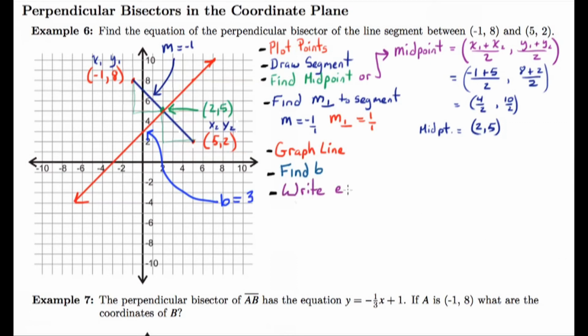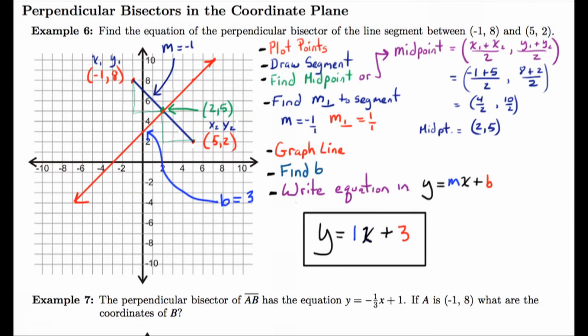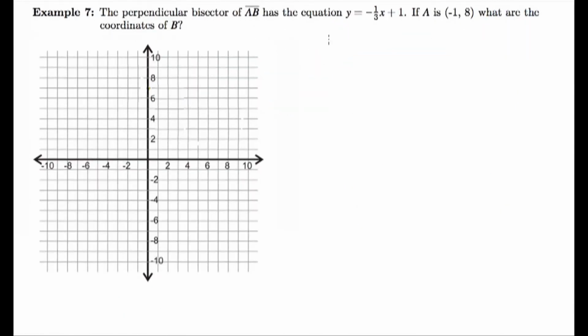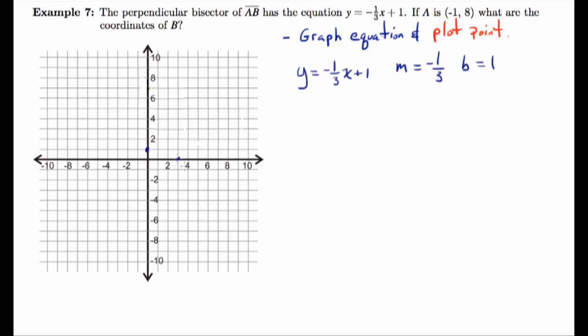So now I can write the equation in slope-intercept form, which is y equals mx plus b, and that will give me y equals 1x plus 3. So that is the equation of the perpendicular bisector of that segment. Example 7, the perpendicular bisector of AB has the equation y = -1/3 x plus 1. If A is -1, 8, what are the coordinates of B?